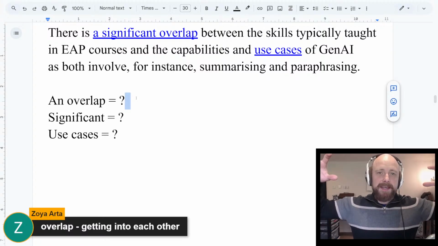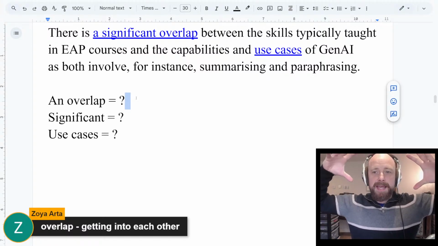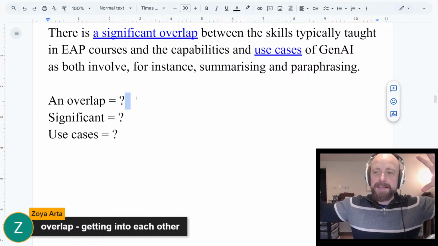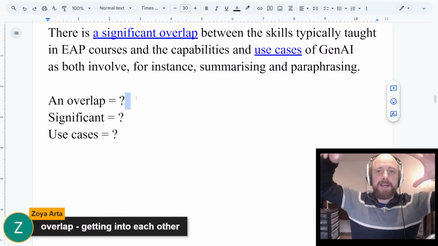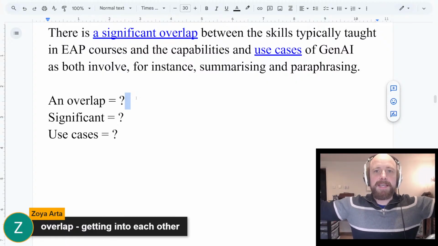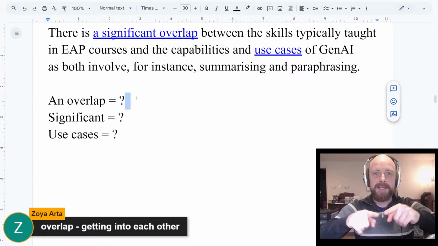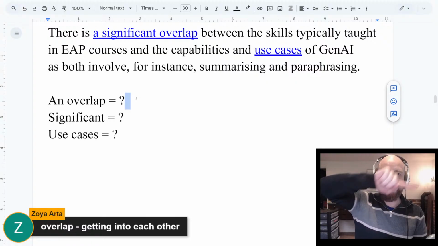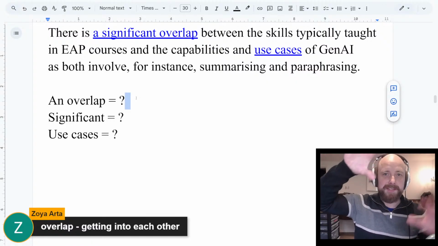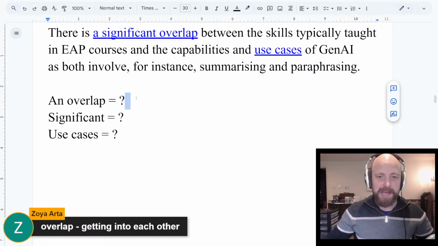So if we consider the group of the skills of EAP and the capabilities and use cases of Gen AI, then these two things have a common area. In other words, these two things overlap and there's a common area in the middle. This is your Venn diagram where you have the two circles, and in the middle of the circles, you have an area where they both overlap.